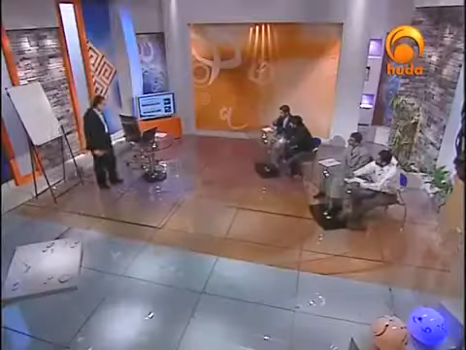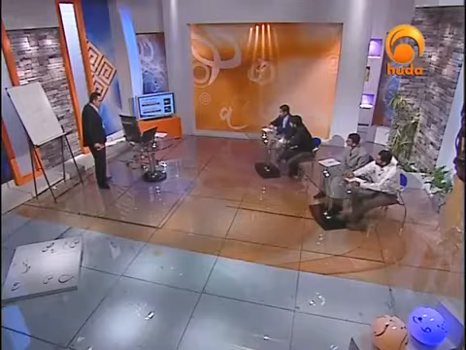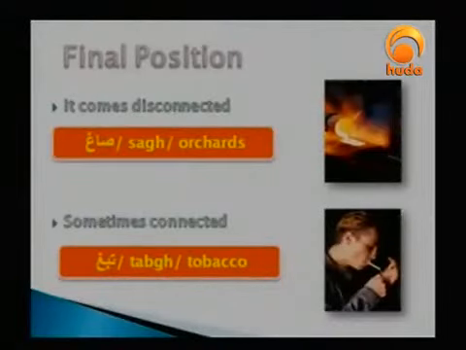That's perfect also. Again, so when it comes in the medial position, it's always connected with the previous and with the following one. How about when it comes in the final position? Here it is. I would say, for example, صاغ, and also we have tabgh. Two important examples. The first one is disconnected, and the second one is connected.